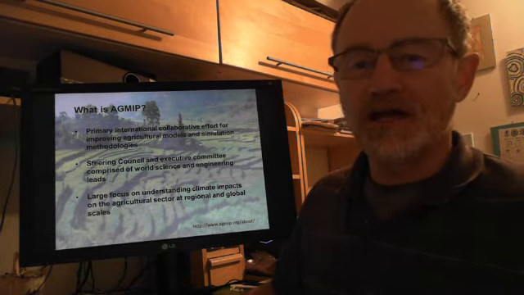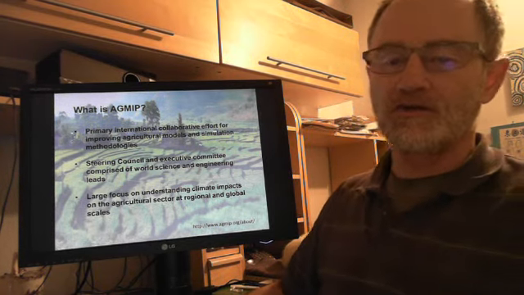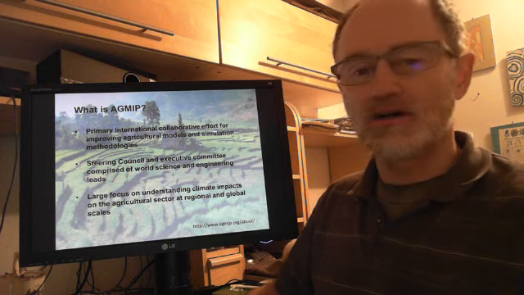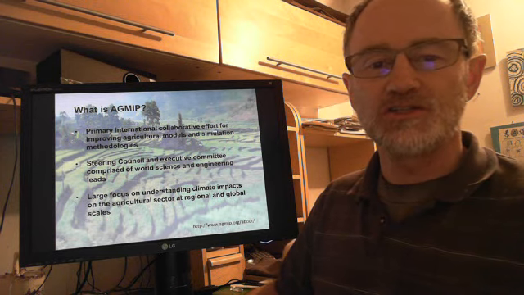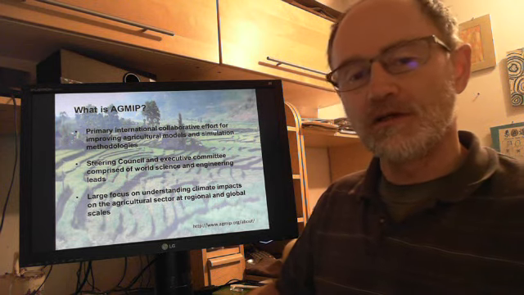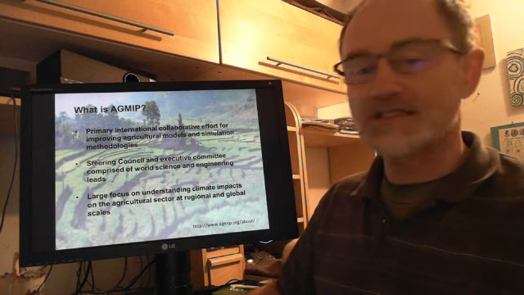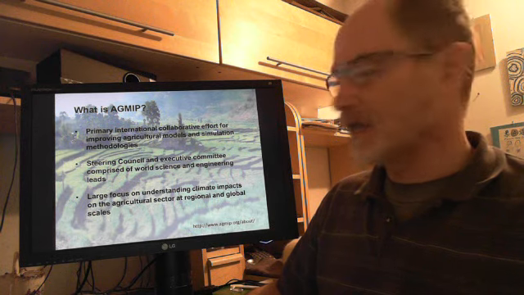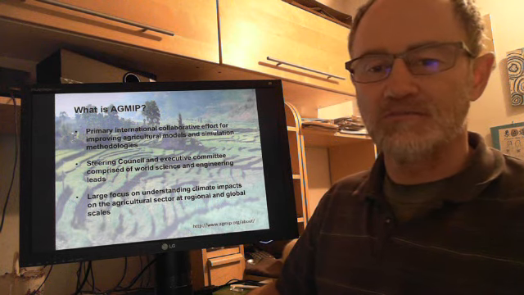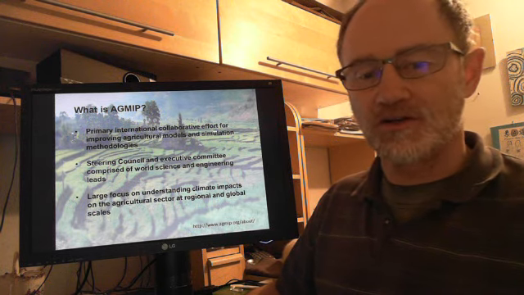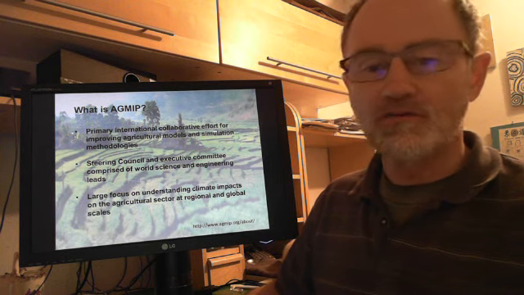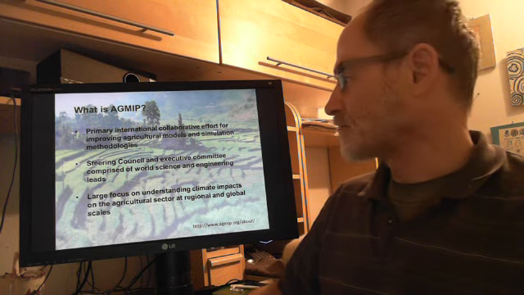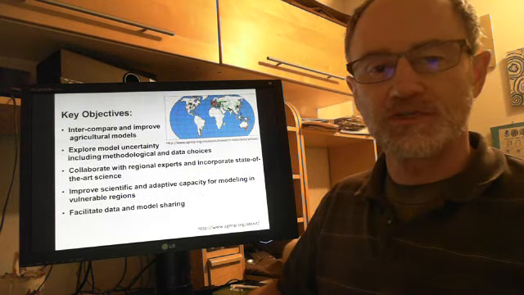AgMIP is the main international collaborative effort for improving agricultural models. The organizing team arranges an international conference every year, and this year it will be in Costa Rica in April. The steering committee and executive committee is comprised of world science and modeling leads. Agricultural risks that may affect food security are growing under climate change. Thus, there's a large focus on understanding climate impacts on the agricultural sector at the regional and global scales.